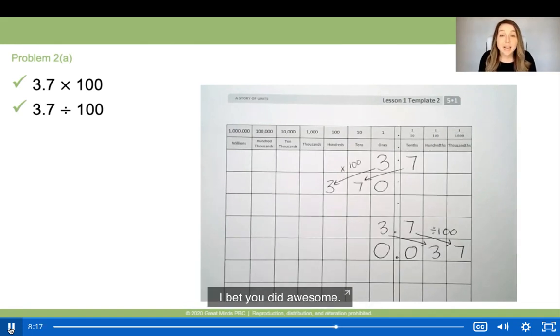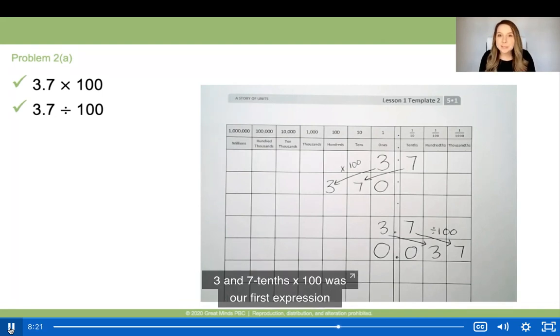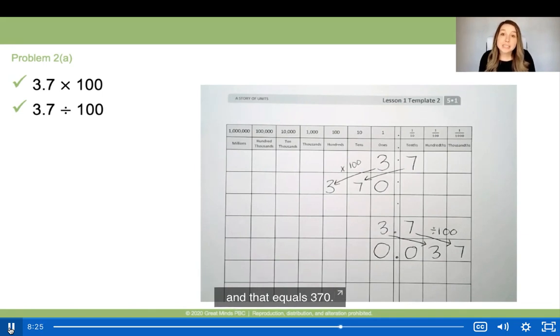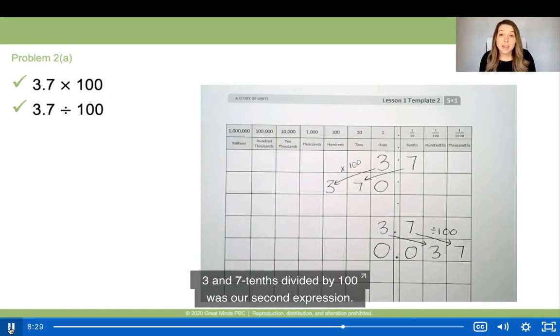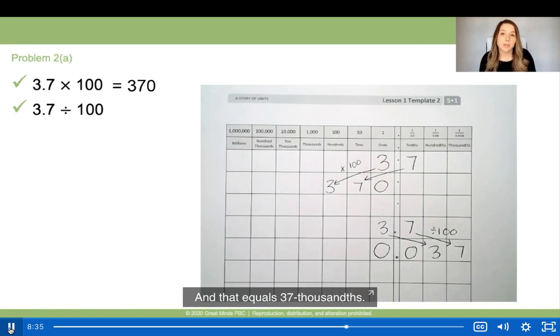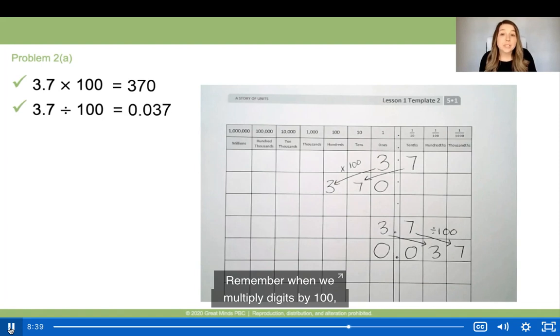Welcome back. How did you do with visualizing the shifts? I bet you did awesome. Let's check to see how you did. 3 and 7/10 times 100 was our first expression, and that equals 370. 3 and 7/10 divided by 100 was our second expression, and that equals 37 thousandths.